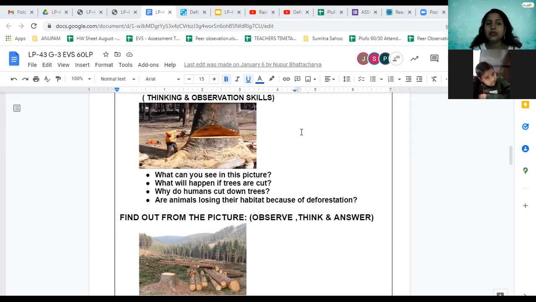So why do humans cut down trees? Because of their need. Because they are setting up new towns and shopping malls, and they need the trees. So that's why they are cutting down the trees. So are animals also losing their habitat because of deforestation? Ans? Yes, animals also lose their habitat. Yes or no? Yes, ma'am.